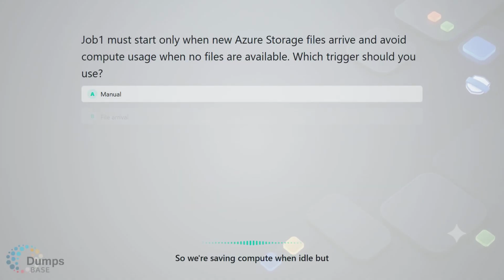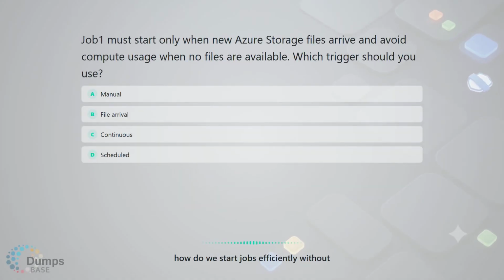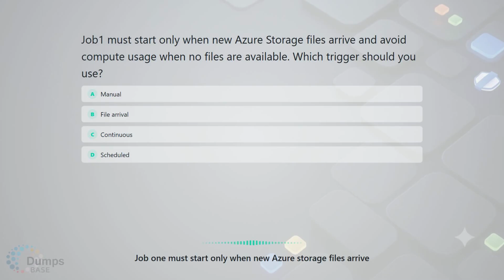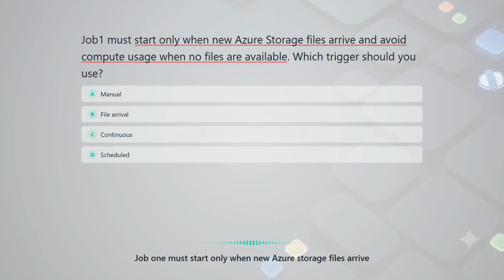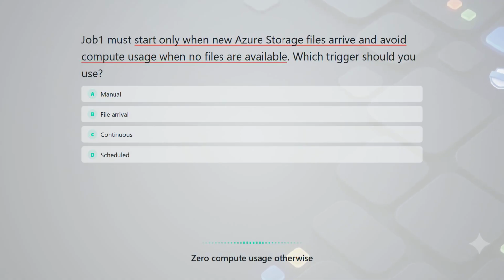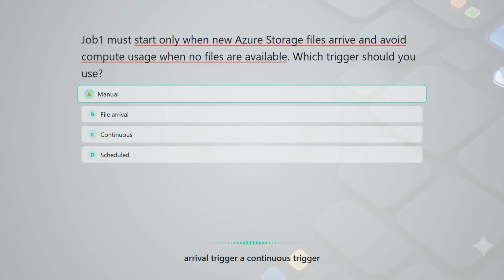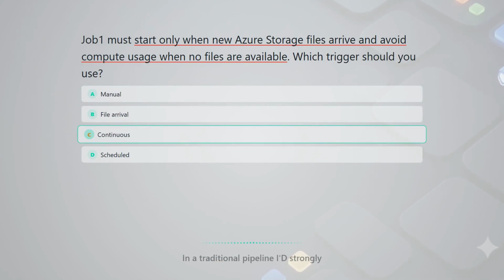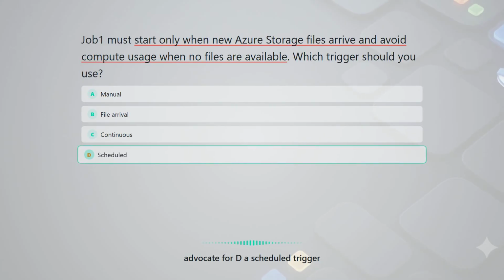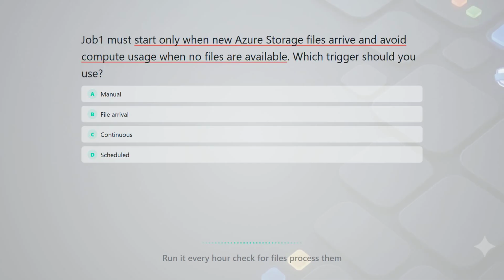So we're saving compute when idle, but how do we start jobs efficiently without wasting compute while waiting? That is the tricky part. Let's say Job 1 must start only when new Azure Storage files arrive. Zero compute usage otherwise. Are we looking at a manual trigger, a file arrival trigger, a continuous trigger, or a scheduled trigger? In a traditional pipeline, I'd strongly advocate for D, a scheduled trigger. Run it every hour, check for files, process them. It's just how we've always done it.